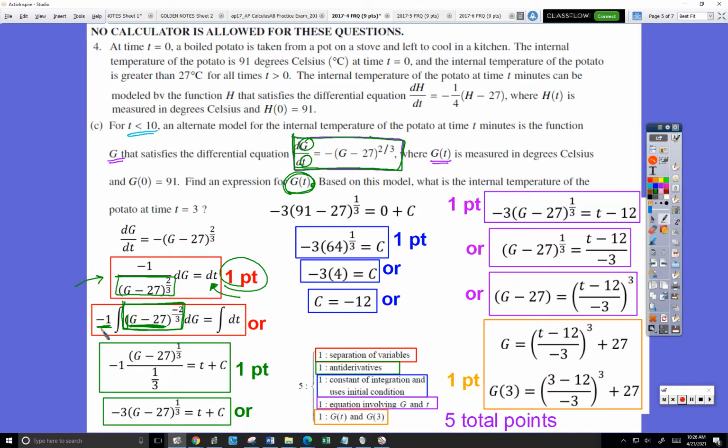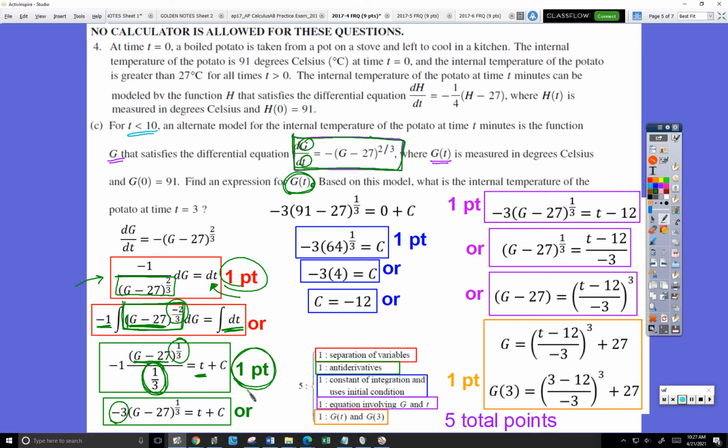Here's my negative 1 out front. Ax plus b to the negative 2/3 plus 1, divided by the same. Over here, the antiderivative of dt is just t. If you get the antiderivative, you get a second point. Dividing by 1/3 is the same as multiplying by 3. Then multiply by the negative 1. So either green box would get you the 1 point. This lower green box is a little easier to work with going forward.